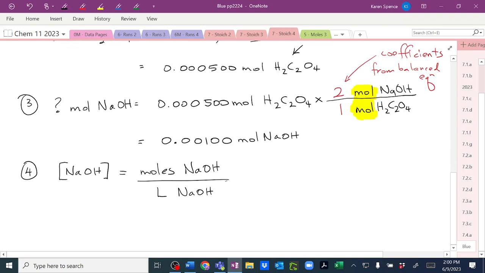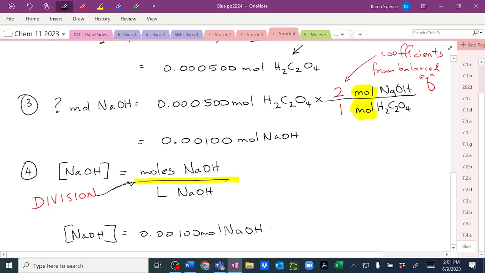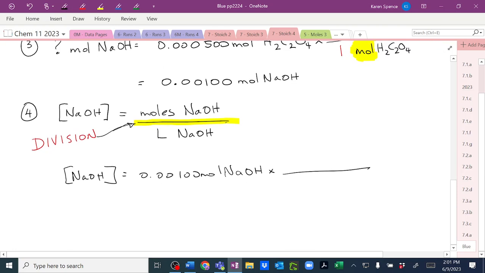Now, I'll tell you one of the places where people go wrong a lot of the time, okay? Instead of doing that calculation, what kind of operation are we doing there? That is a division, yes? So when you're finding concentration, you should be doing a division. But a lot of people, because we convert so frequently, they're like, okay, concentration of NaOH. I have 0.00100 moles of NaOH, and then they go times, and then they're like, what's my conversion factor?